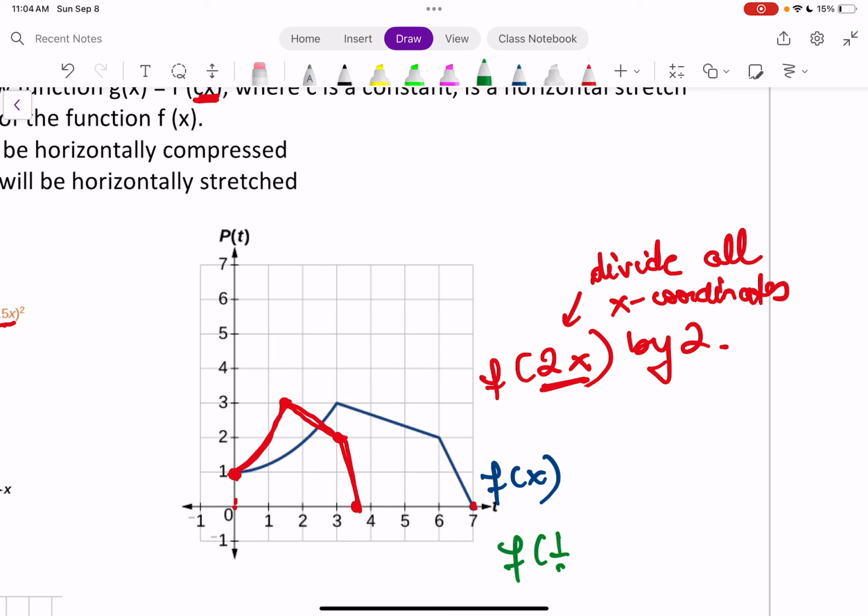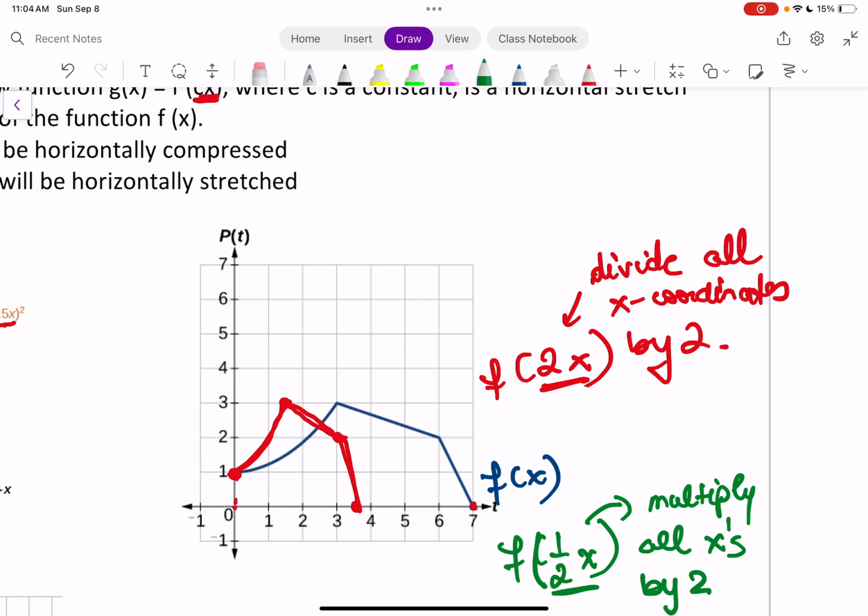And what would 1/2 times x do? Okay, so again, the changes to the x's. So instead of dividing all x's by 2, we're going to multiply all x coordinates by 2. Okay, so just the opposite. Here it is. This x was 0, stays a 0. This x here is a 3, right? It's now going to move to 6.